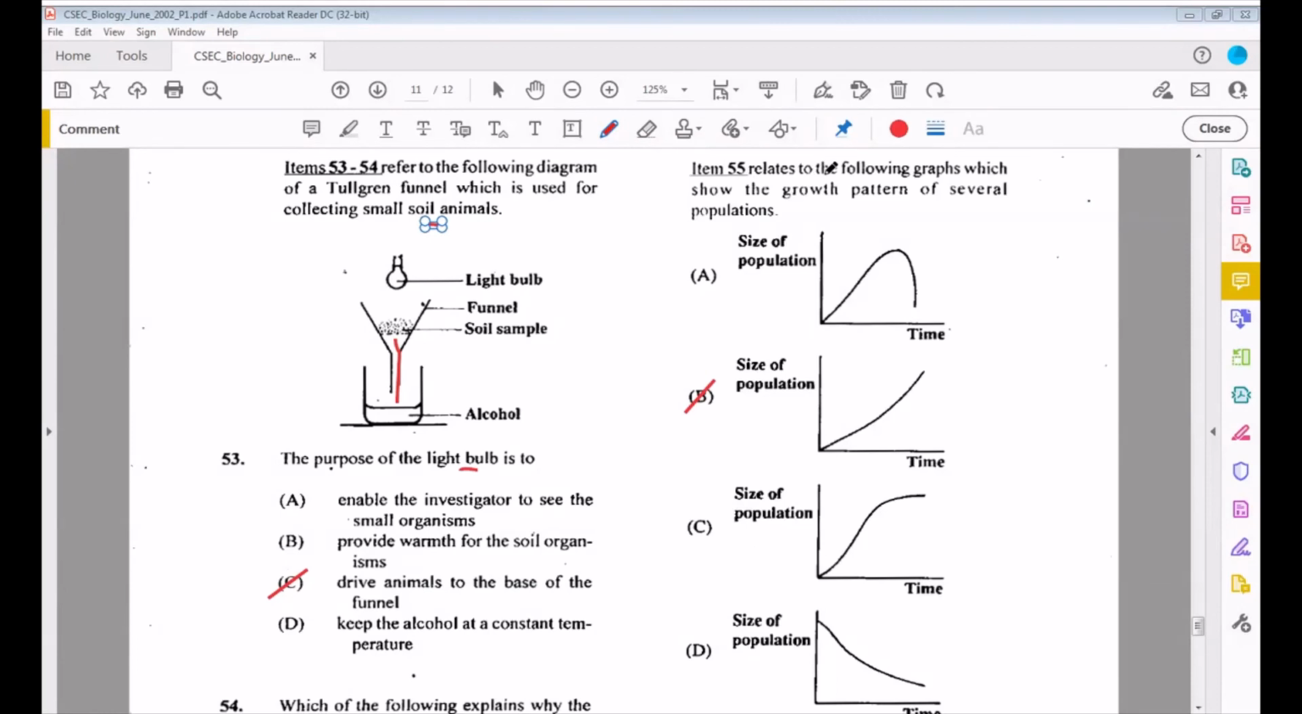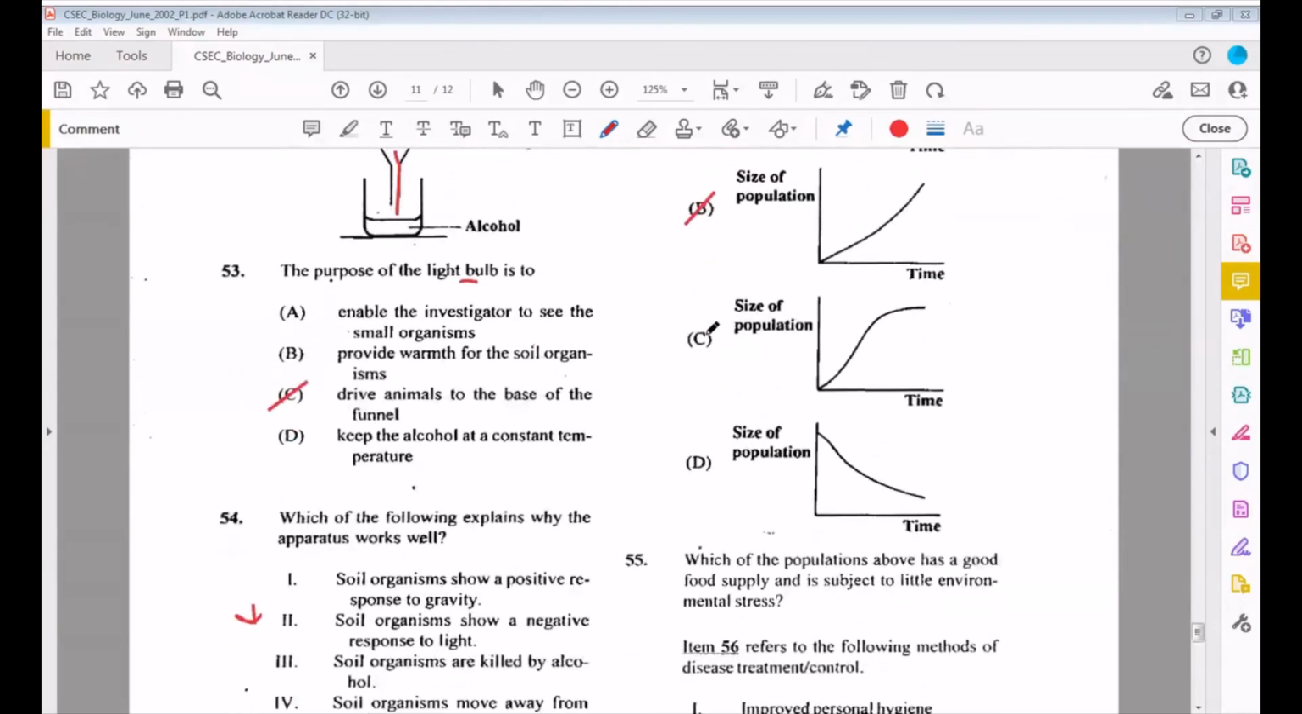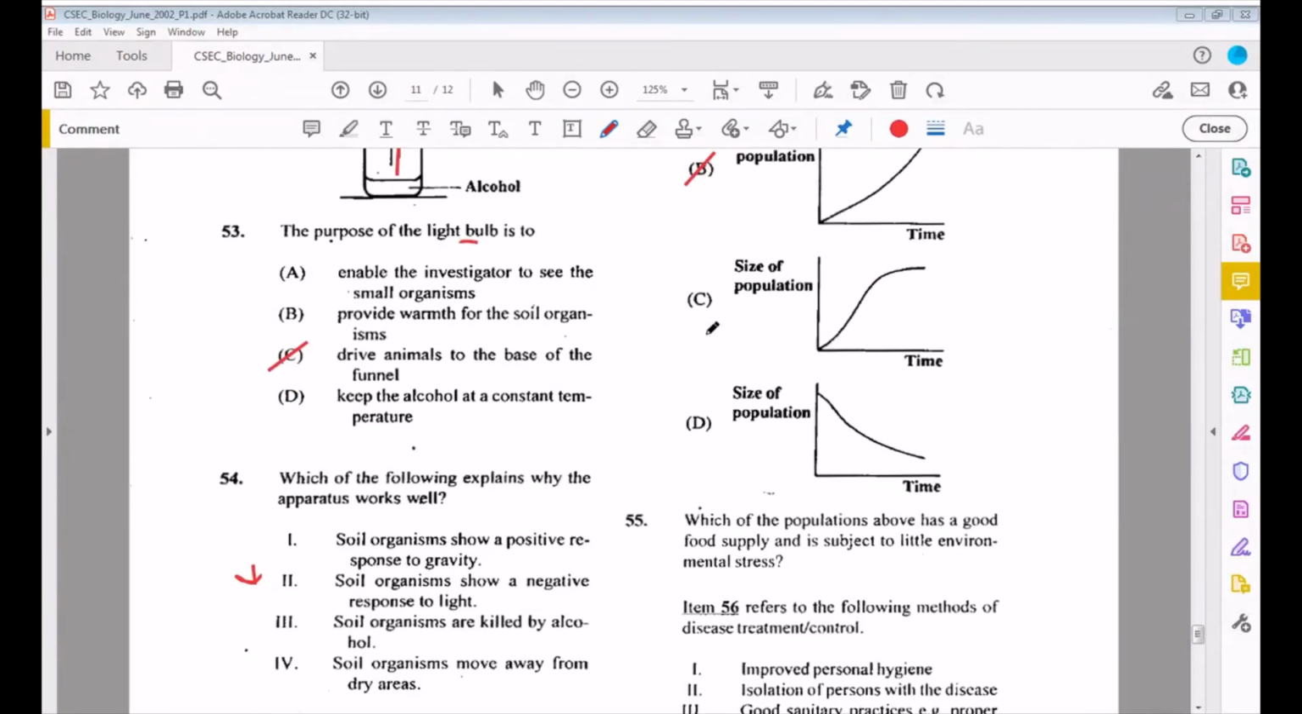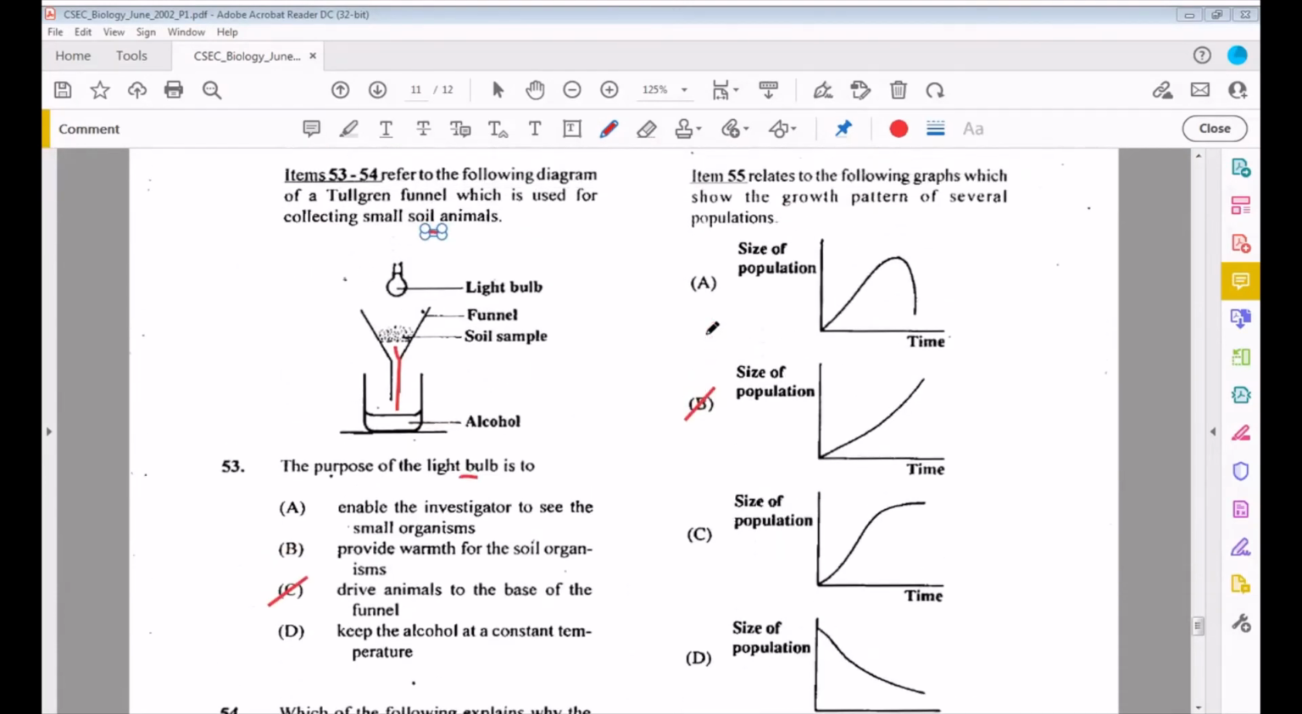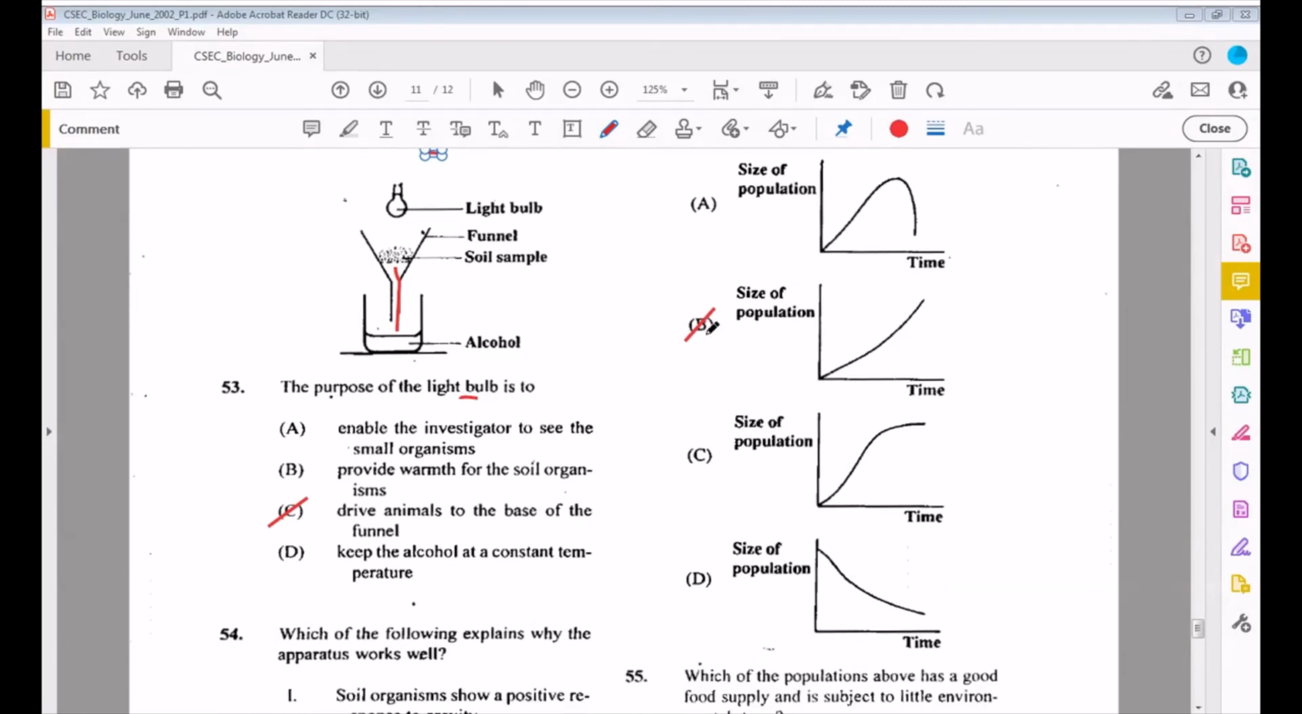So item 55 relates to the following graphs, which show the growth pattern of several populations. The question is, which of the populations above have a good food supply and is subject to little environmental stress? When we're looking at a growth curve, we know we have different phases: the lag phase, the exponential phase, the stationary phase, and the death phase, right? The answer is B. B is in a continuous exponential phase here. It hasn't come to that point where it's stationary. So this is telling me that the population is still expanding.